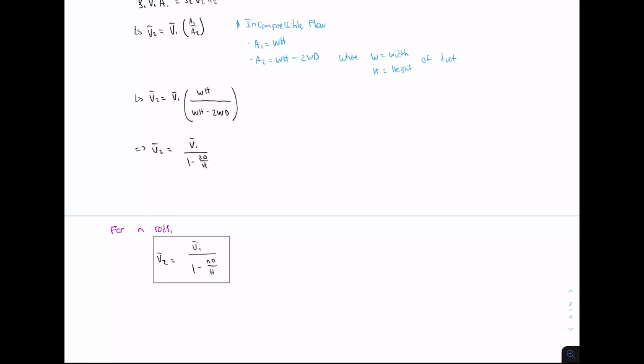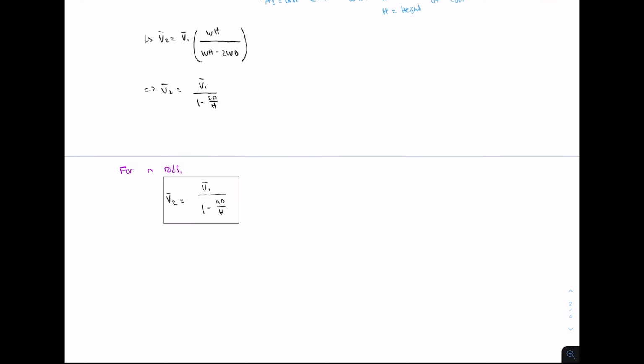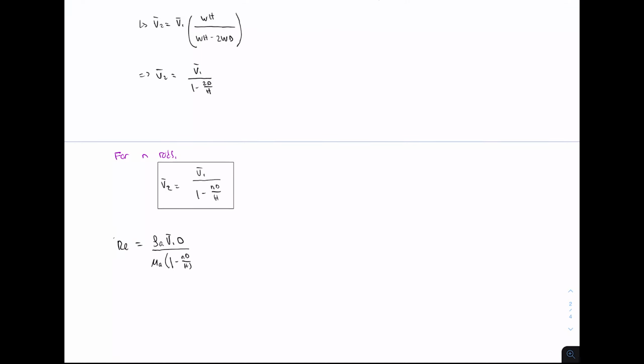Now we can plug this into the Reynolds number, and we can have the final form for the Reynolds number that we're going to use for this experiment. So we have our final expression for the Reynolds number. We have rho A, that's the density of the air, multiplied by the inlet velocity times the diameter, that's a d, all over the viscosity of the air multiplied by 1 minus n rods multiplied by the diameter over the height of the duct.